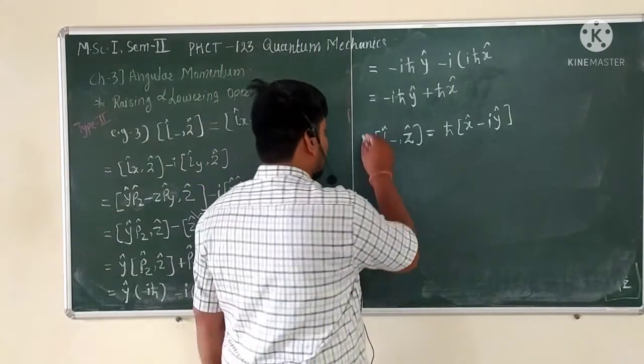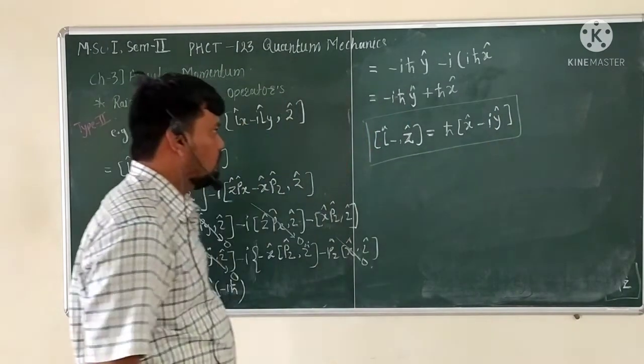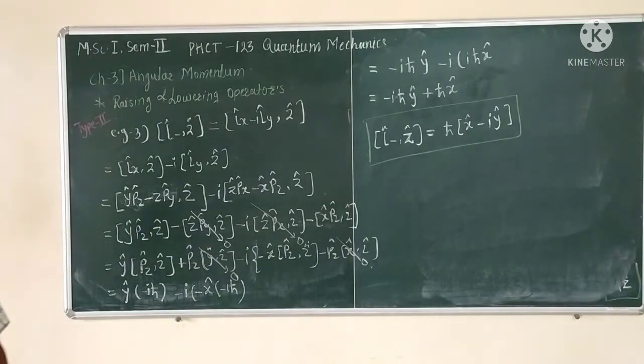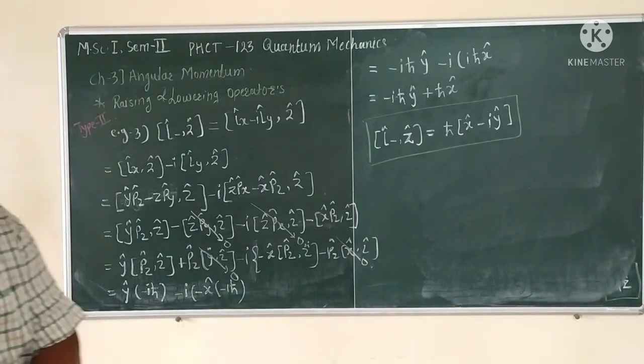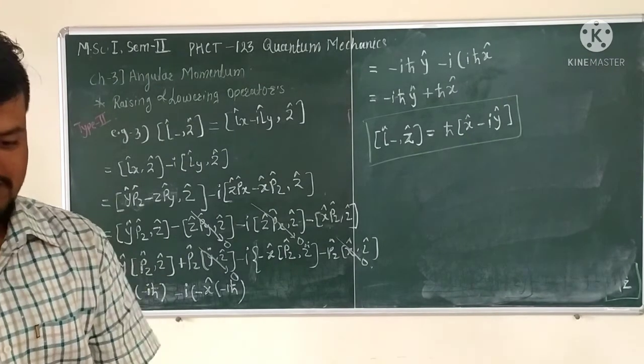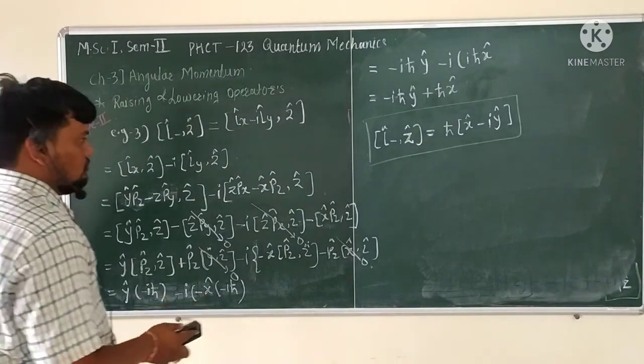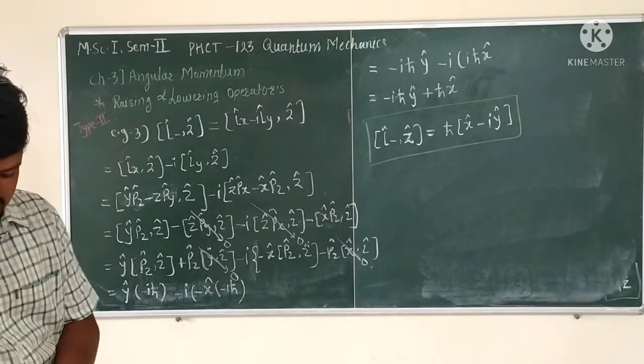So this is the concept of the raising and lowering operators of angular momentum. Now we want to see the next commutation relation, that is between L plus and p x cap. So how is this solved?